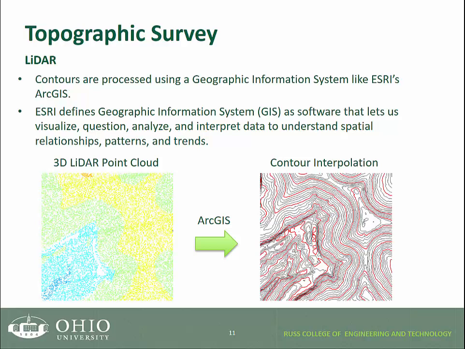We can't interpolate contours by hand for all these points. So GIS software like ArcGIS is used to interpolate the contours. GIS helps to visualize spatial data. When I say spatial data, it only means that the data occupies an area.